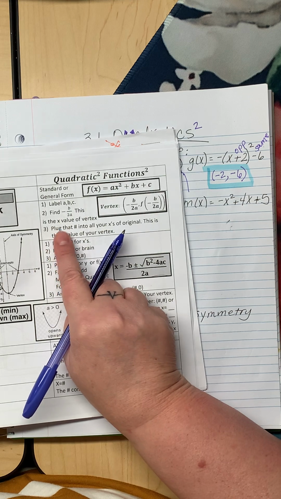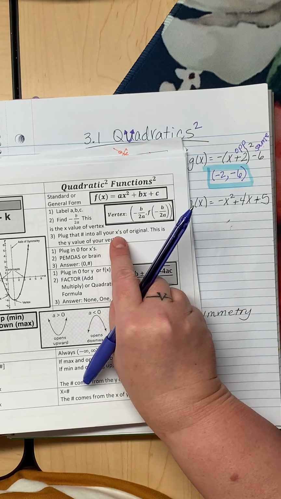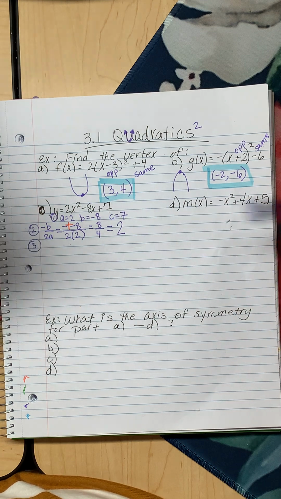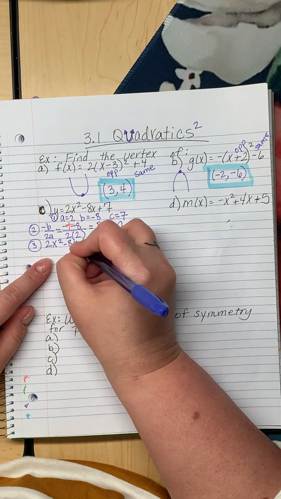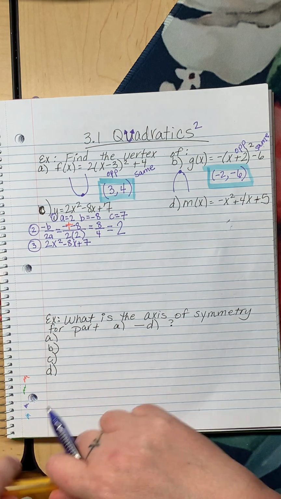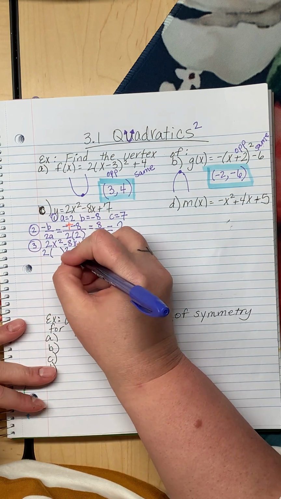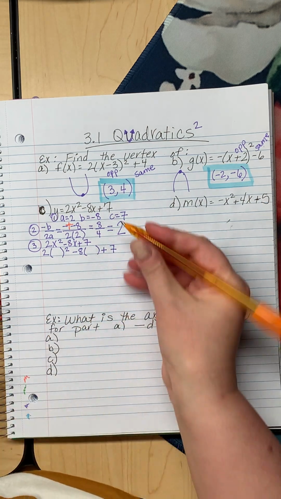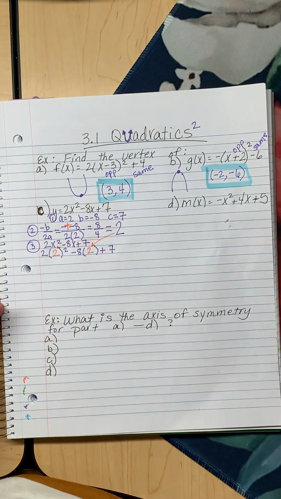Or if we look at these words, it's a little easier. It says plug that number that we just got, 2, into the x's of your original. My original is 2x squared minus 8x plus 7. Instead of that x, we're going to put this number 2 that we just got. So I'm going to have 2 parentheses something squared minus 8 parentheses something plus 7. And that number 2 that I just got, I'm going to plug it in for the x's.